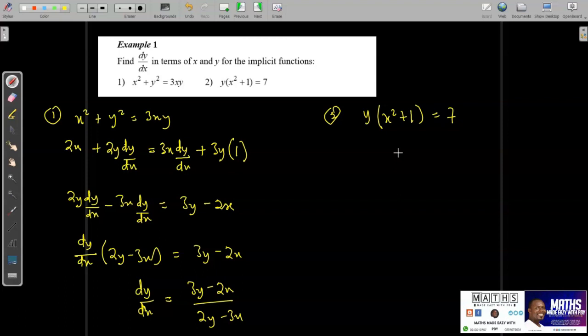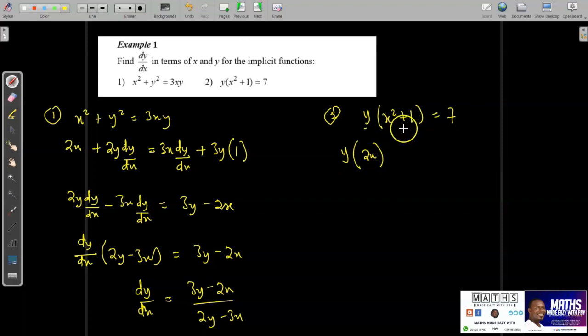We are using product rule. So using product rule, you have two parts of the function. First function, second function. Our first function here is y. The second function is x squared plus 1. So differentiating using product rule, maintain the first function, which is our y, and differentiate the second function. Our second function is x squared plus 1. So when you differentiate x squared plus 1, you differentiate it term by term. So what are you going to obtain when you differentiate x squared? 2x. You get 2x.